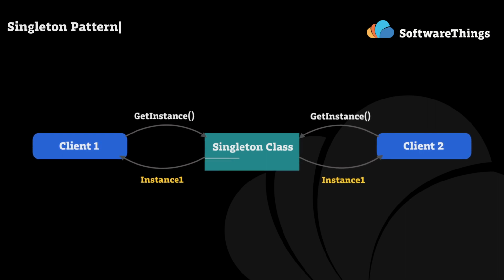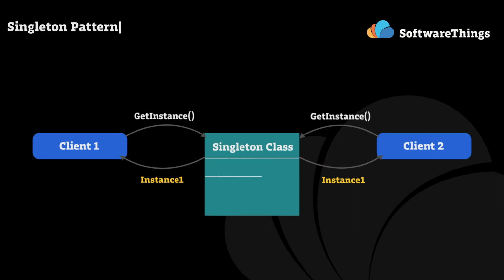To implement a Singleton pattern, the most common approach is declaring a private constructor, which prevents it from being instantiated by other objects, then providing a static method that returns a reference to that instance.